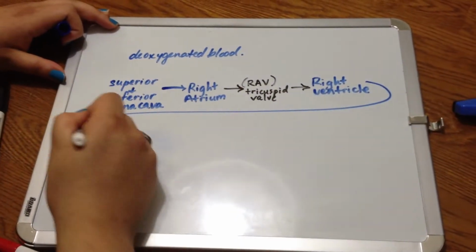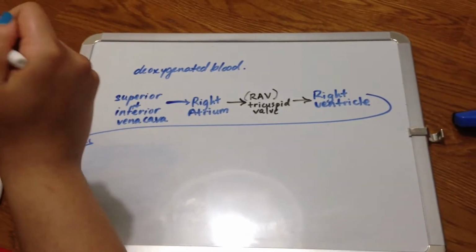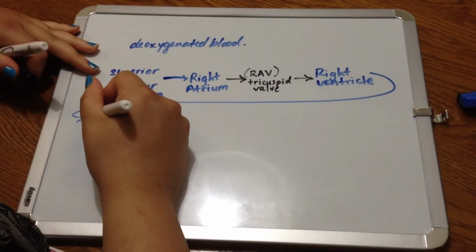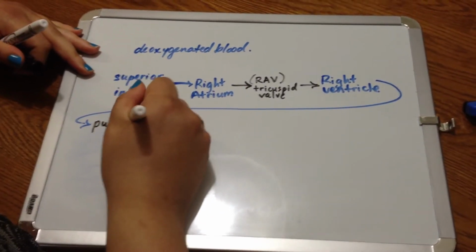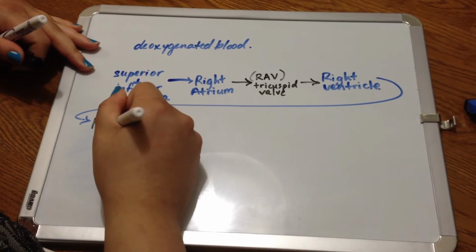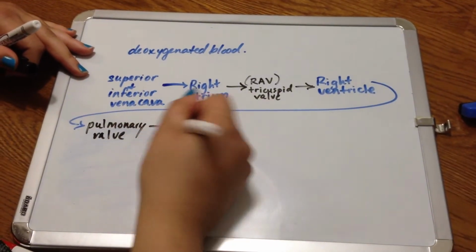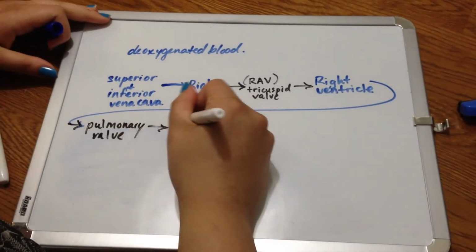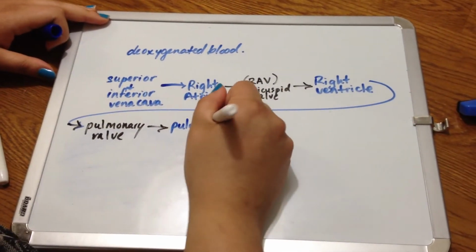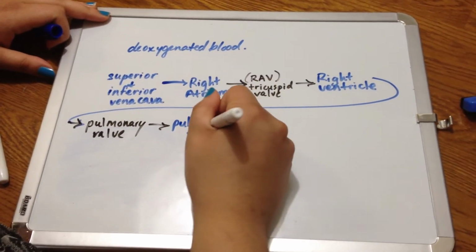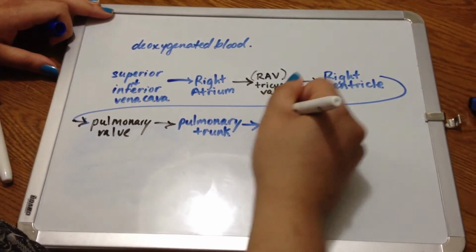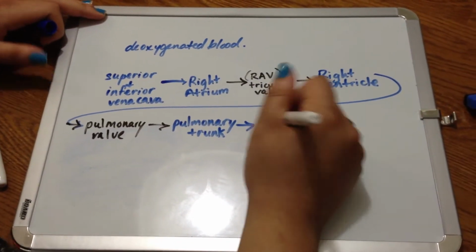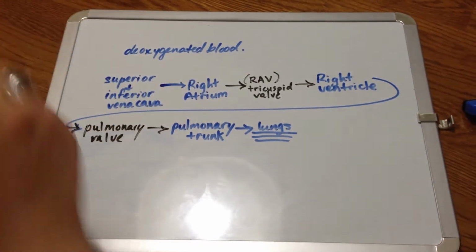Now it's going to go into another valve, the pulmonary valve. After it's gone through the pulmonary valve, it's going to go into the pulmonary trunk or pulmonary vein, whichever you wish to call it, into the lungs where it gets oxygenated. So here, it's oxygenated.